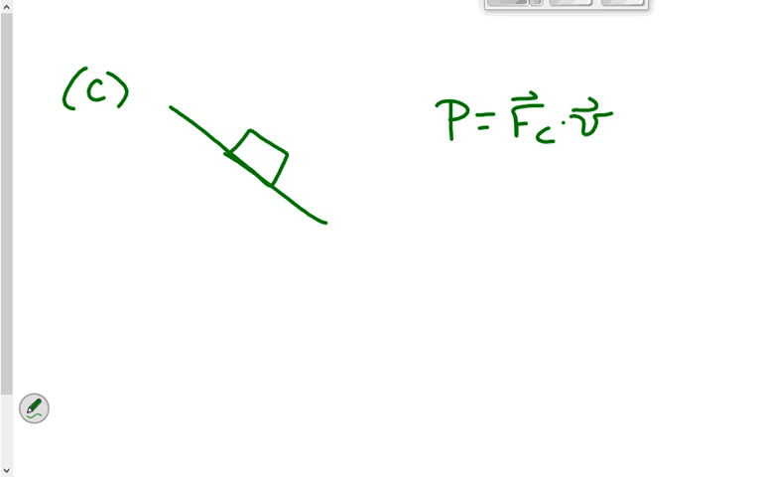So in part C, what's happening? Right. So now in part C, my incline goes this way. Here's my box. Again, I'm looking for the power that I'm going to get from the force of the conveyor belt on the crate as it moves at that constant velocity. If we make another free body diagram, what are the forces acting on my crate?